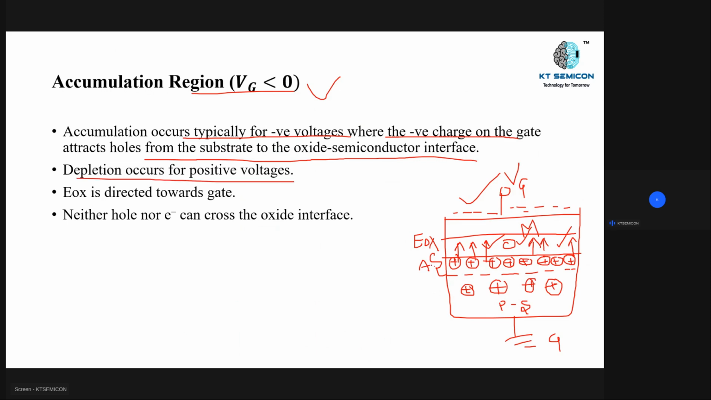So here we can see one layer. This is the accumulation of holes, right? And the electric field is directed towards the gate. The electric field always goes from positive to negative. So here the positive side is the p substrate and the negative side is the gate, right? That's why the direction of the electric field is towards the gate, and neither holes nor electrons can cross the oxide layer. Neither means it won't allow holes or electrons, right? That's why we get accumulation of holes here.